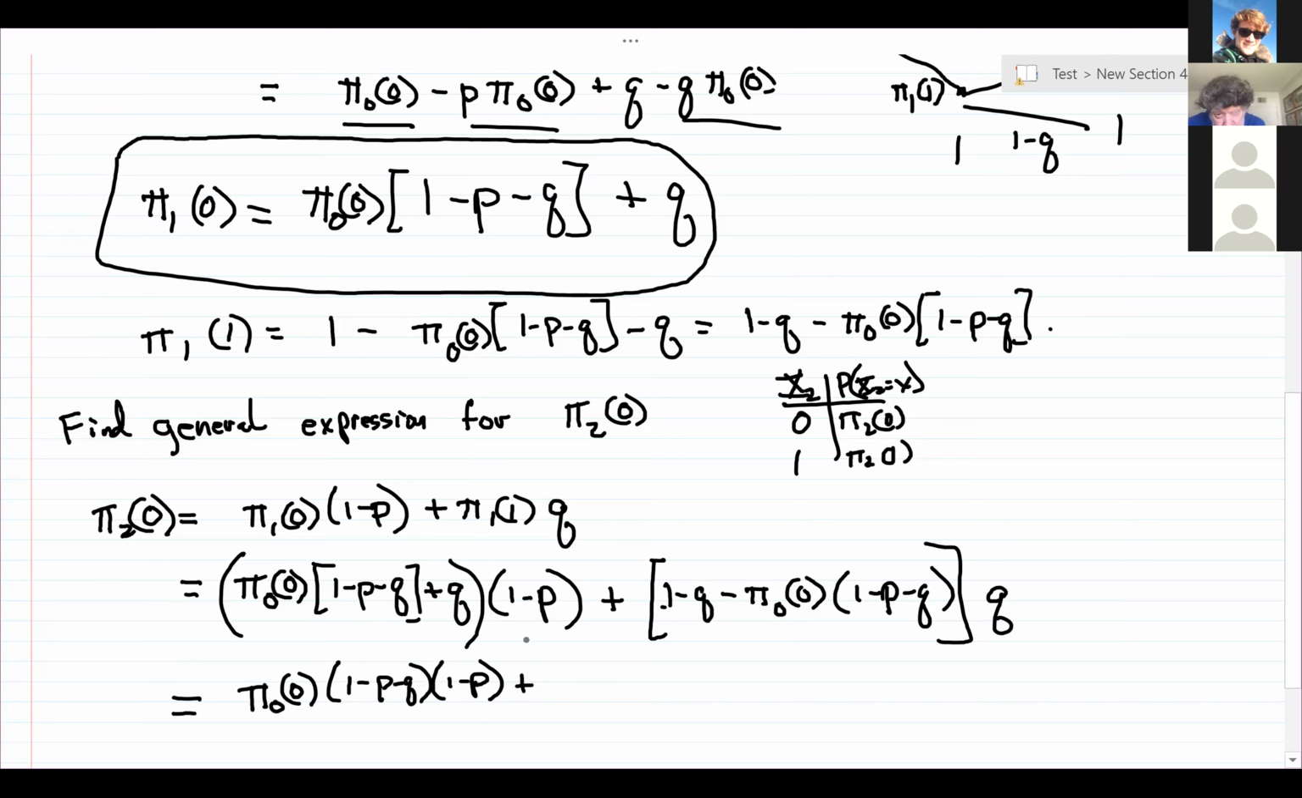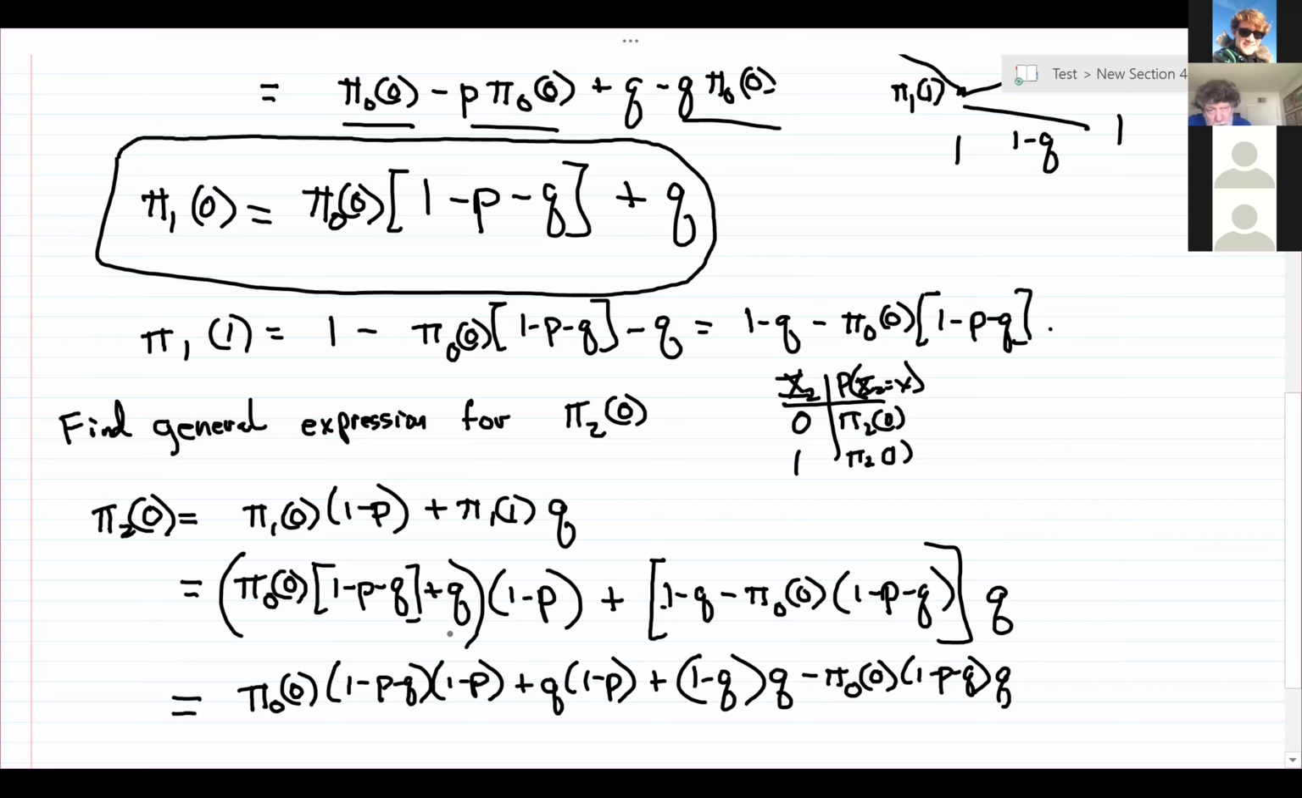So I'm just going to expand it out. Maybe there's a more clever way to go, but this will work, I think. So I'm just distributing this and multiplying this by this. And then this times this will just give me what? q times 1 minus p. Plus, you have the same business here. I have 1 minus q, and I'll multiply that by q. And then this part, minus pi 0, 0, 1 minus p minus q times q.